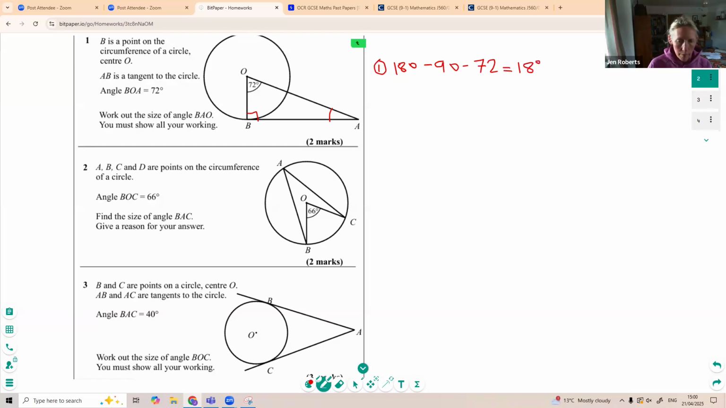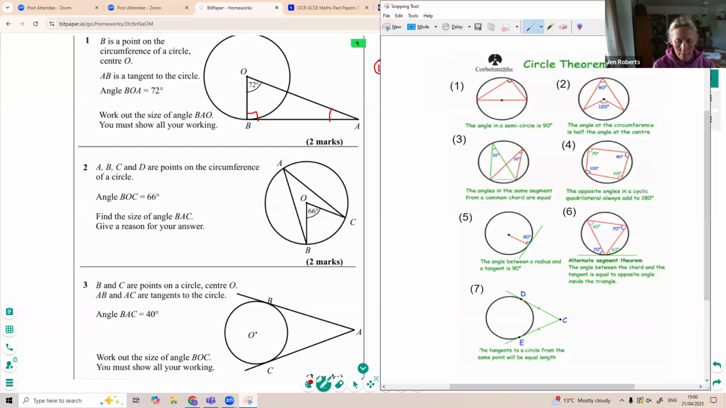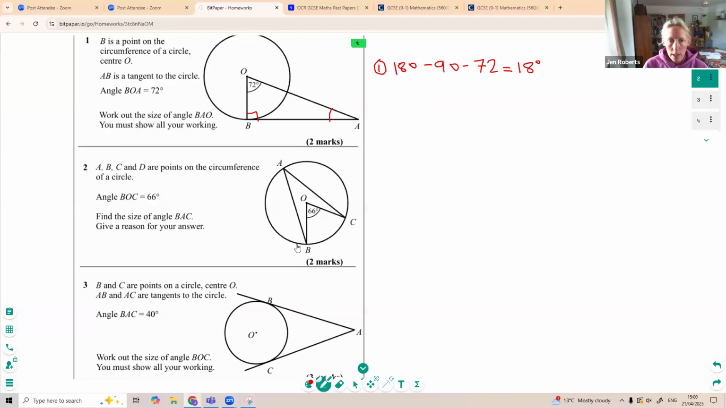Okay, question 2. Again, have a look at all your circle theorems and decide which one you think it might be. So here we've got circle theorem number 2. You can see here we have an angle at a centre and an angle at the circumference. The angle at the circumference is half the angle at the centre. So BAC, it's referring to this angle here, is 33 degrees.